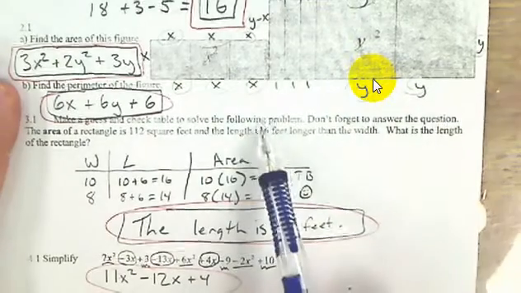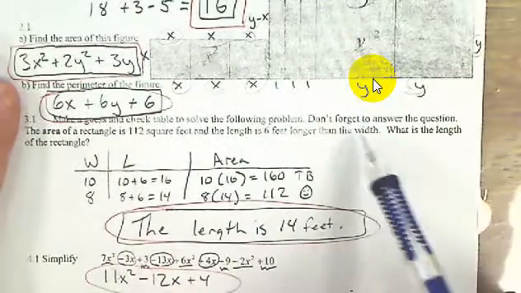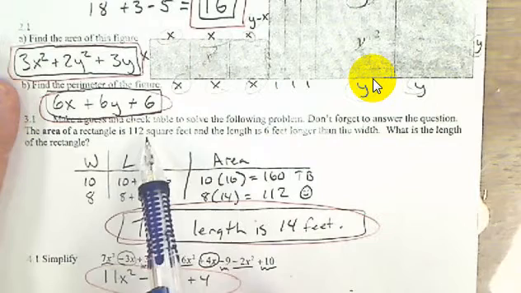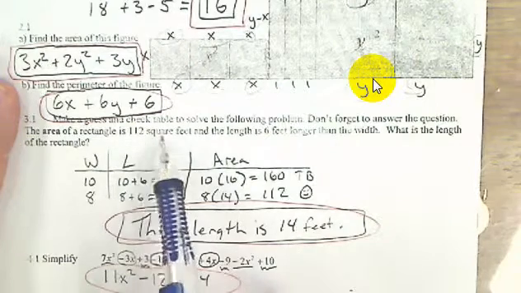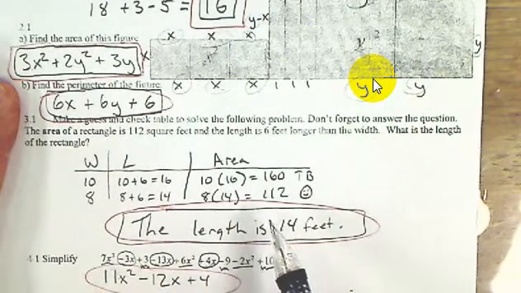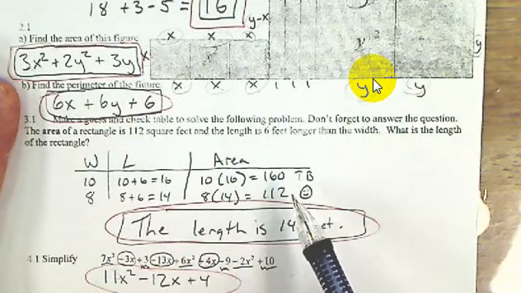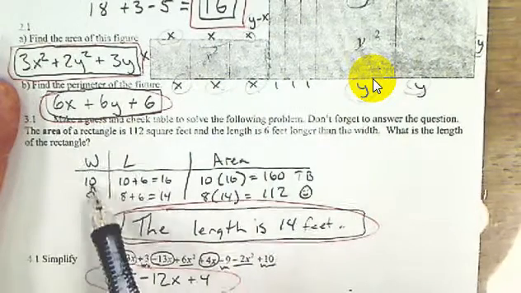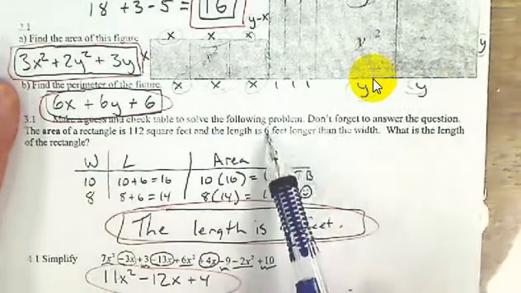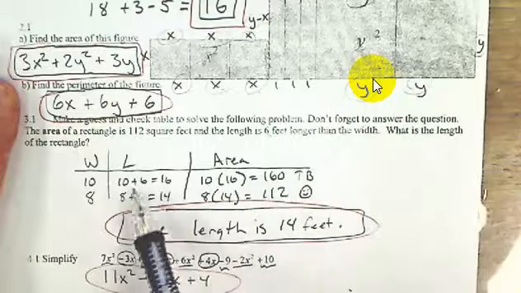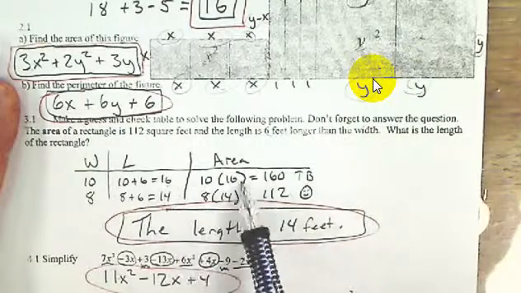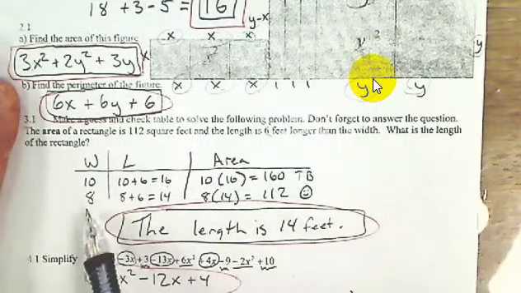A guess check table. Solve the following. Don't forget to answer the question. The area of a rectangle is 112 square feet. So find the area, that's just base times height. And I guess 10, and I know it's 6 larger because it's 6 feet longer than the width. So that gives me 16. So it's 10 times 16 gives me 160.